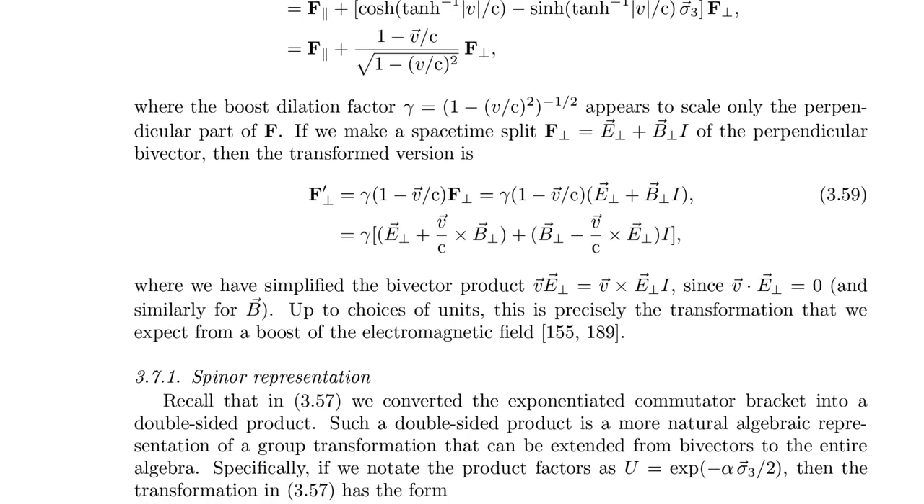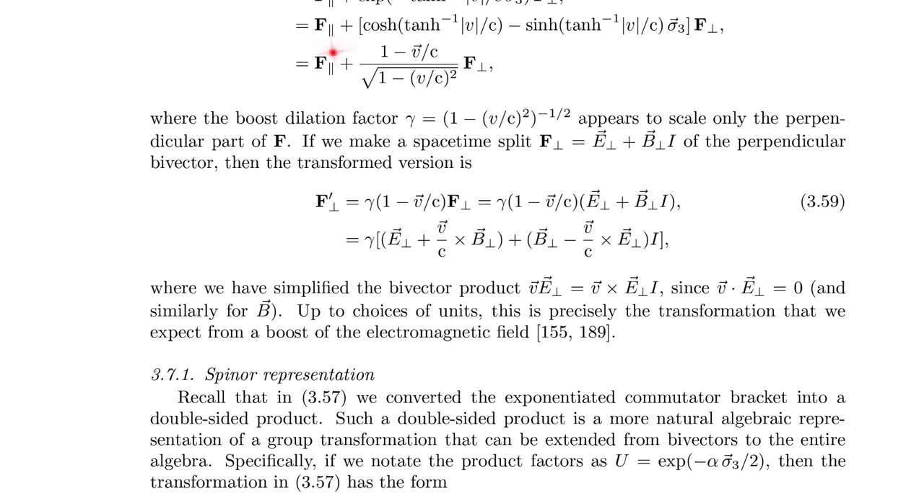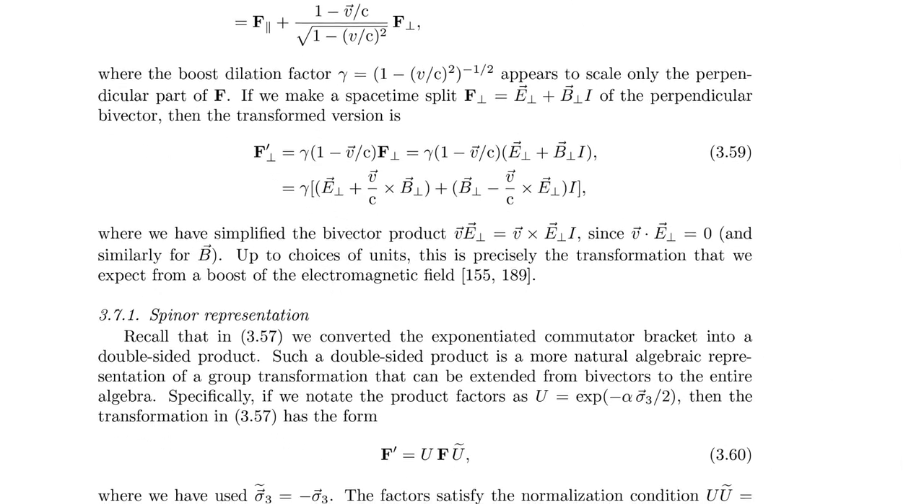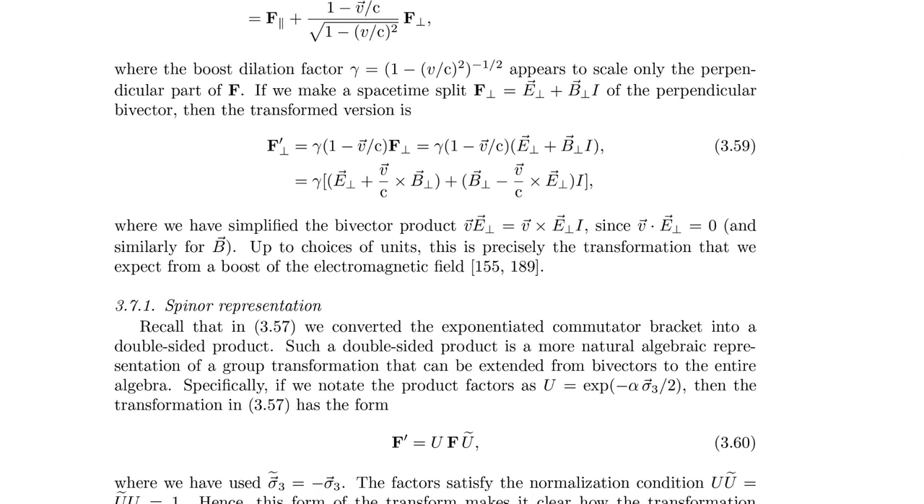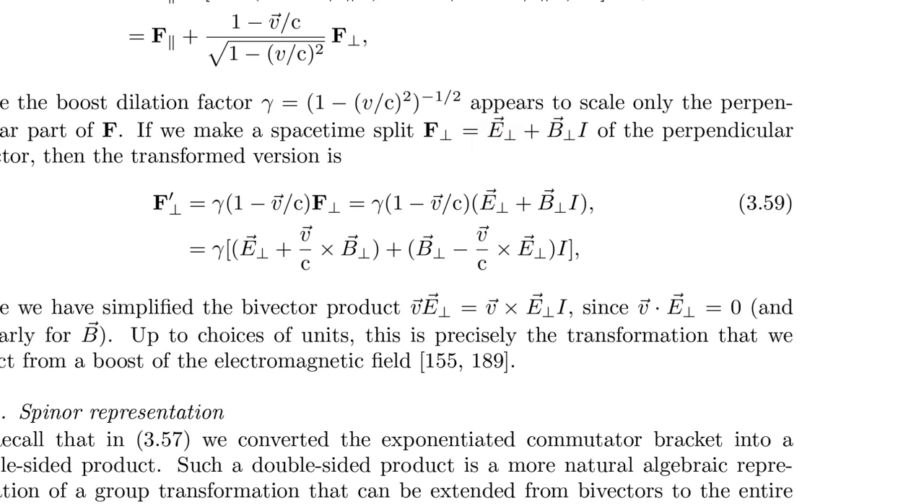And now what they're going to do is they're going to say, okay, we know that the parallel part remains unchanged. The perpendicular part is scaled by this factor here, which is 1 minus beta over 1 minus beta times gamma, basically. So then they say, okay, let's drive this all the way into our electromagnetism thinking. So now let's say F is our electromagnetic field bivector. Well, we know that the electromagnetic field bivector has a space-time split of the electric part and the magnetic part.